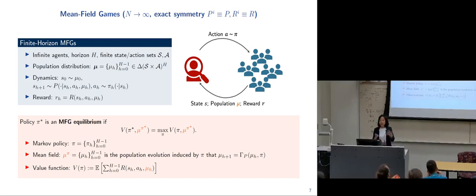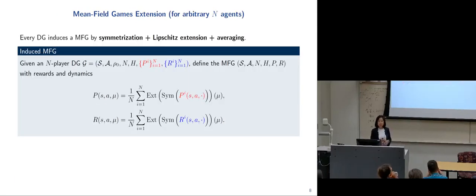Cool. So of course, as I said, in practice, oftentimes n is not necessarily going to be infinity. Agents may not be exactly symmetric to each other. And we've shown that, in fact, for any arbitrary n-agent reinforcement learning problem, we can always construct some mean field game approximation by taking some symmetrization operations and also smoothly extending this to the infinite player continuum with some Lipschitz extension. And here's basically what this construction looks like.